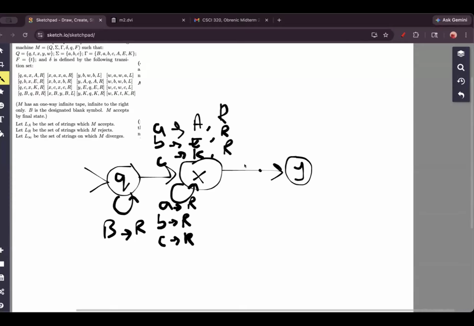In state Y, I could encounter the uppercase. Okay, never mind. This also goes back to Q, so it would also have that loop. But let's try to see how it would work, because maybe it will be less complicated than before. So I see a B and I go to W.